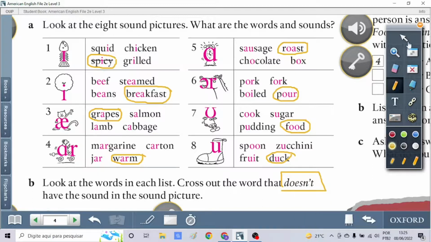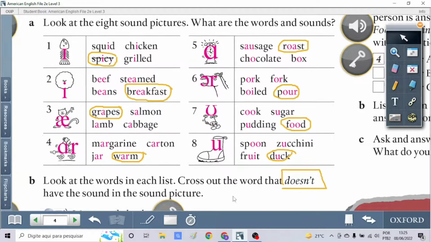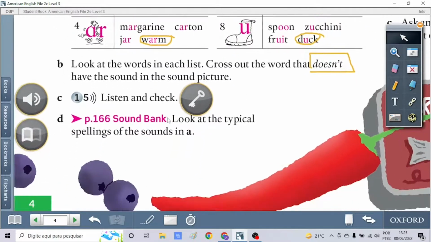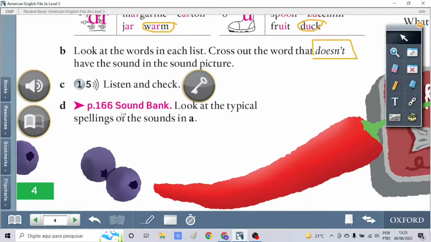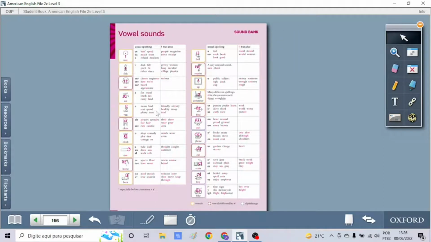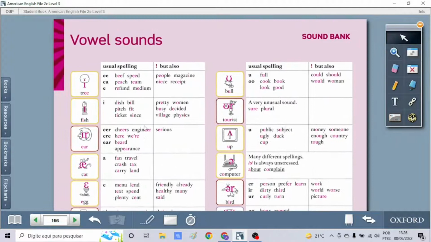Okay, so here we have these are the answers. Please check if you did them right. Okay, now a suggestion for you is to go to Soundbank, page 166, and look at the typical spellings of the sounds in A. Here on page 166, we have the vowel sounds. So please, you can check them here.